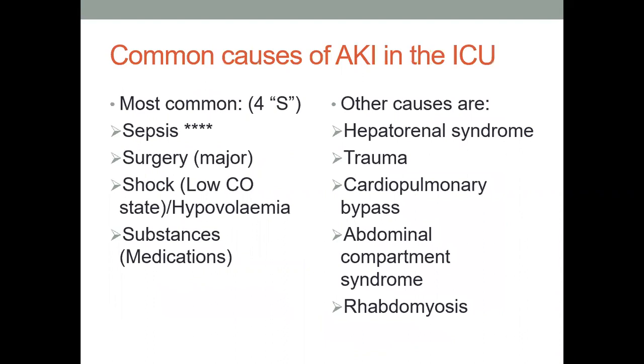So in the ICU, the common causes of acute kidney injury include what I call the 4 Ss, the most common ones. Sepsis is actually the commonest cause of acute kidney injury in the ICU. And the teaching is that the kidneys are the first organs to fail in multi-organ dysfunction. And actually, they are very forgiving. They are the first organ also to recover.